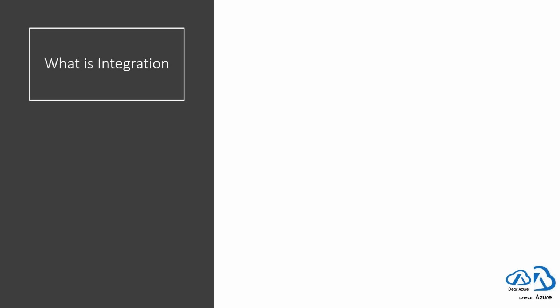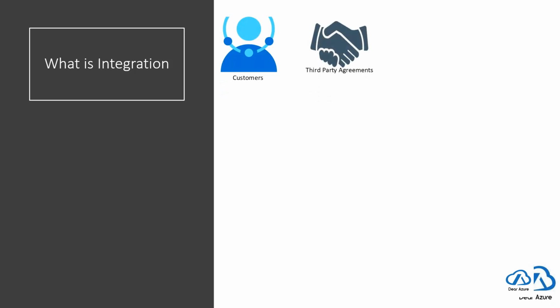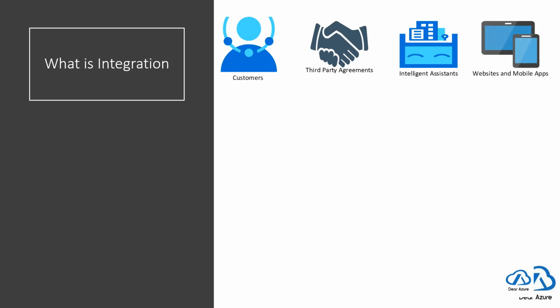So what is integration? Well, for any big or small organization, there are various systems and components that are always at play. On one side of the spectrum, we have the customers. We have the third-party agreements that the organization has with other companies for data exchange. Then we have intelligent assistants like enterprise bots, chatbots, or even assistants like Cortana, which provide value and support to the customers. And we have our classical websites and mobile apps.